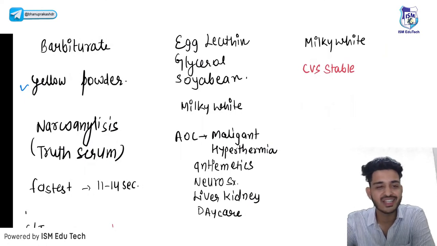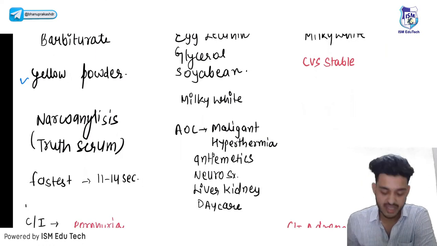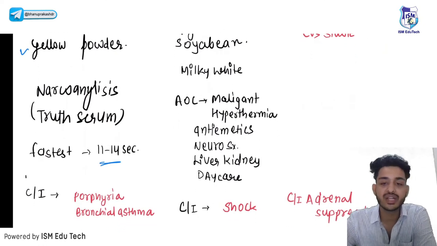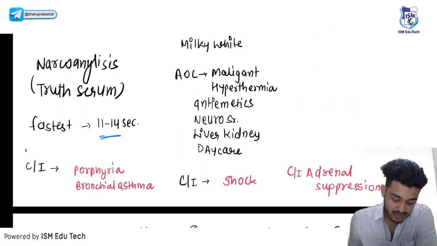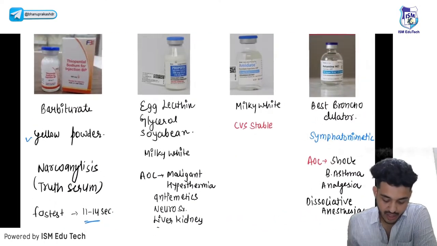What we are doing, basically we can use scopolamine or truth serum like thiopentone. Basically they are decreasing the cognition of the person, and if the cognition of the person is decreased, whatever he knows, he will just reveal, right? So this is the fastest agent. 11 to 14 seconds it will take to reach the brain arm circulation, okay? And it is contraindicated. This is very important. Two times question asked. It is contraindicated in porphyria and bronchial asthma. It will produce bronchospasm. So it will be contraindicated in bronchial asthma as well, thiopentone, okay?